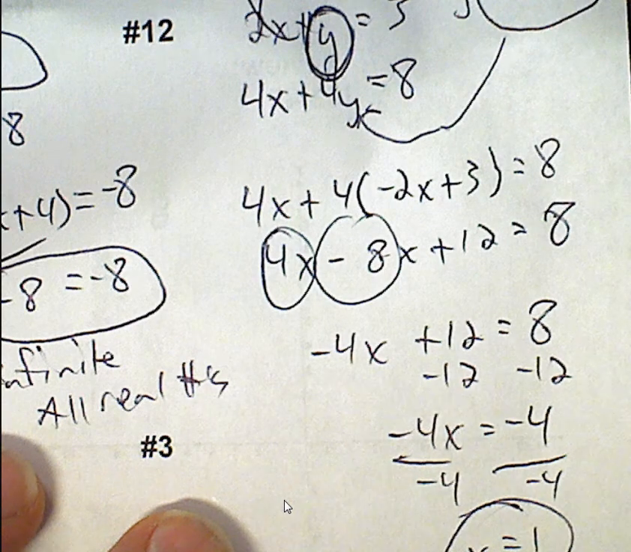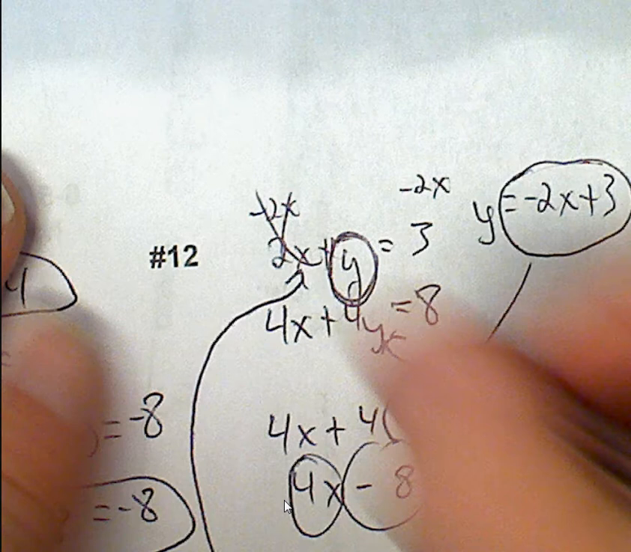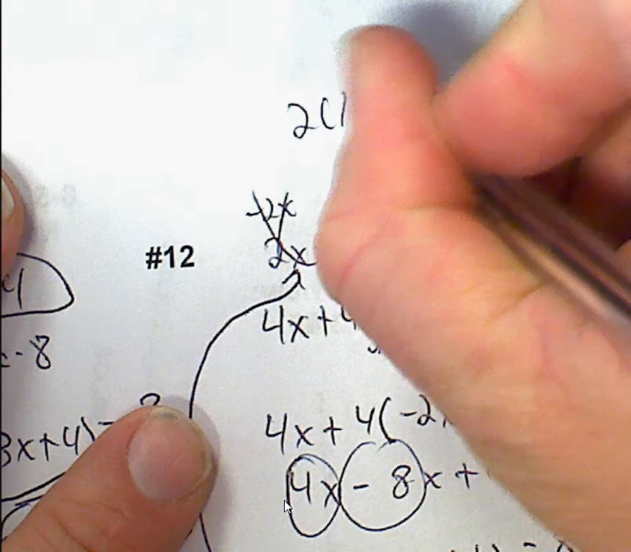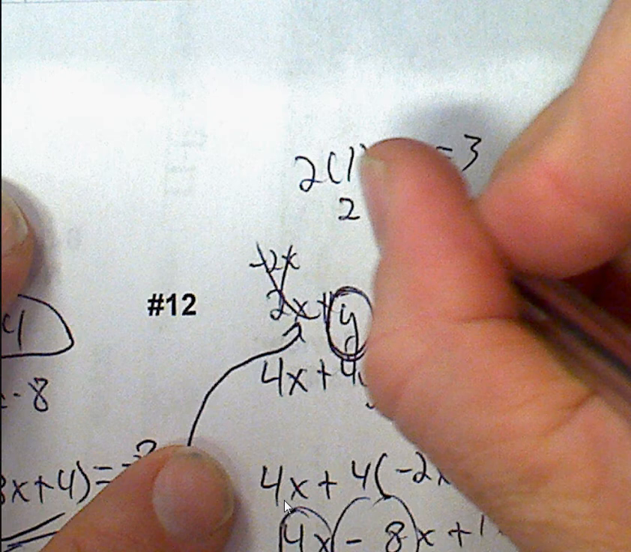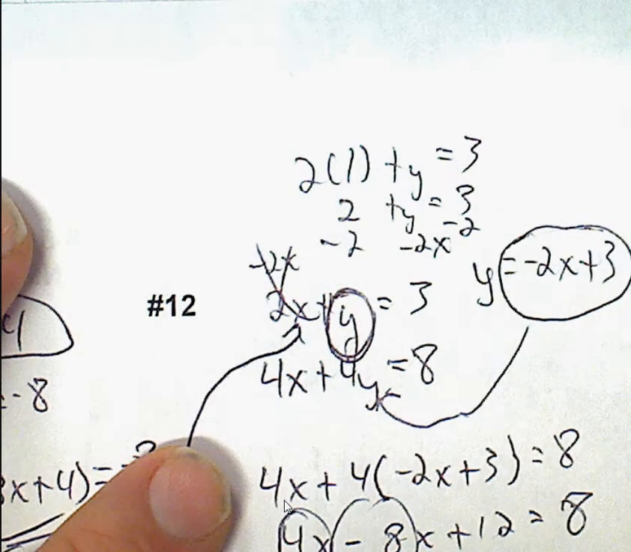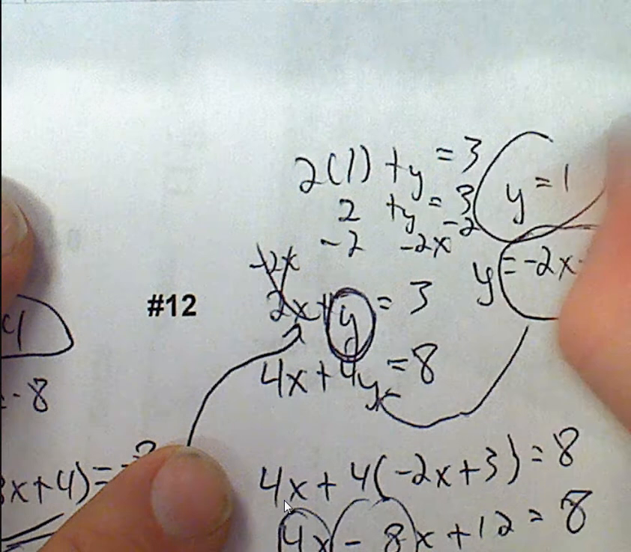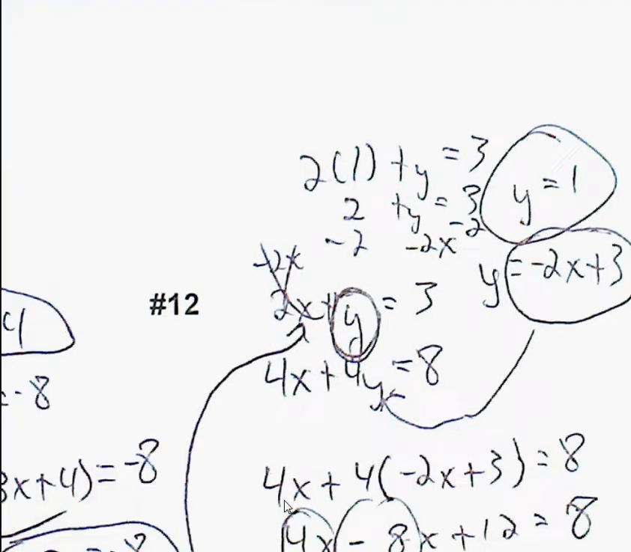I'm going to take what x equals and substitute it back into the beginning. So, 2 times 1 plus y equals 3. This becomes 2 plus y equals 3. Minus 2 minus 2. Y equals 1. So x is 1, y is 1.